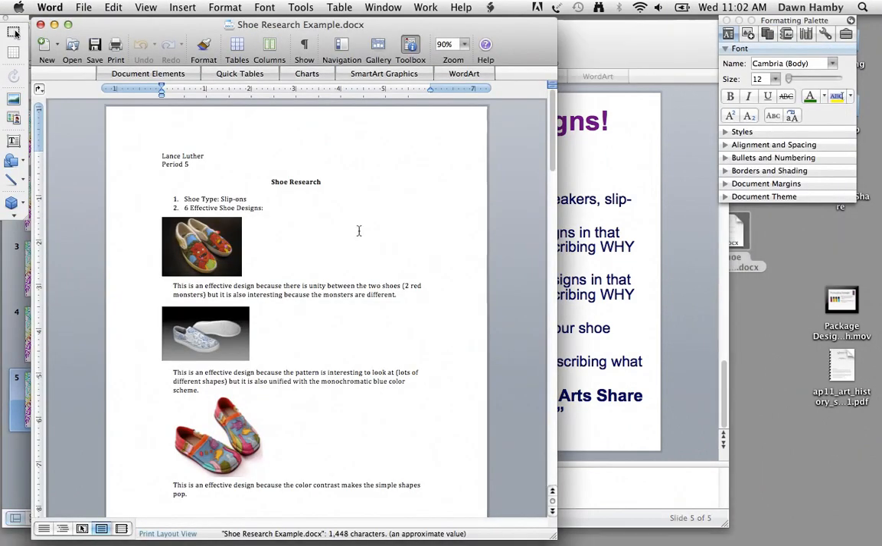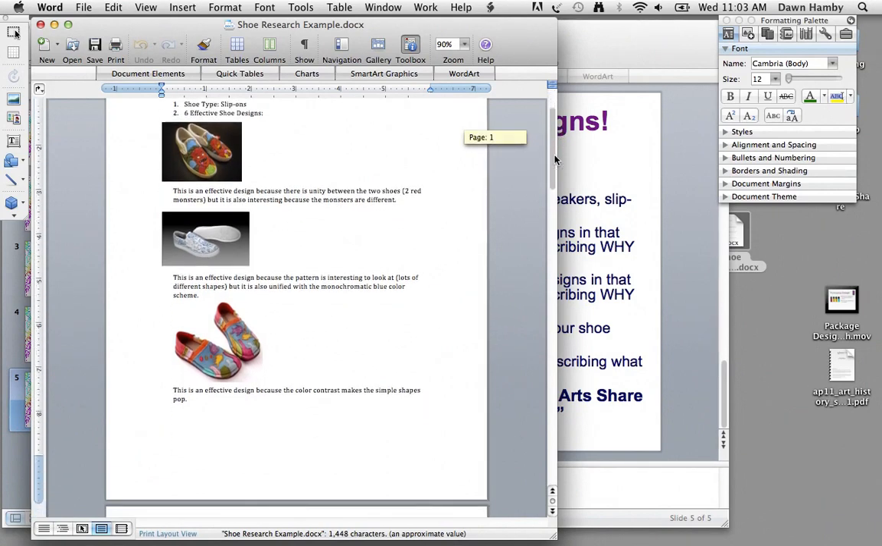So I've opened up my Word document. Make sure that you put your name and the period, title it shoe research. This just makes it easy for me to know whose work it is and which assignment it is. Please number the different questions here. You can always look back at the video. I'll also have this slide up on screen. And you can see here that I've just copied and pasted different shoe designs that I thought were effective.